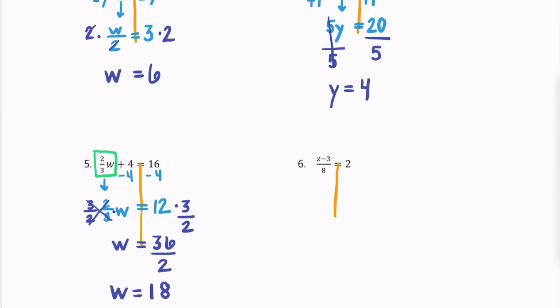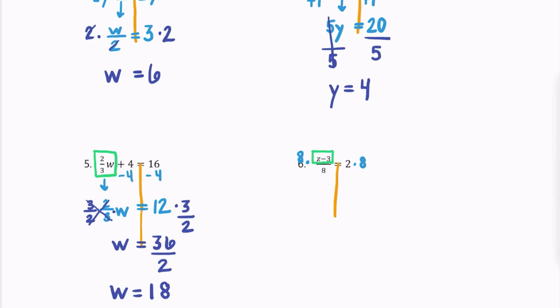But number 6 is a little bit different because you have that variable z minus 3, and that entire thing is divided by 8. So what you're really boxing here is z minus 3. That's your package deal because that entire thing is being divided by 8. It's not just the z or not just the -3 being divided by 8. So in this problem, we need to isolate our box, and so what's outside of our box is division of 8. So the opposite, to undo that division of 8, we need to multiply both sides by 8.